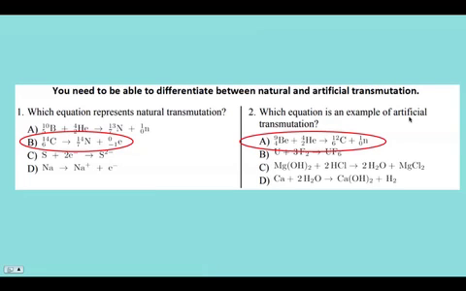All right, we're going to practice a lot with decay equations in class, and make sure you get the hang of this.